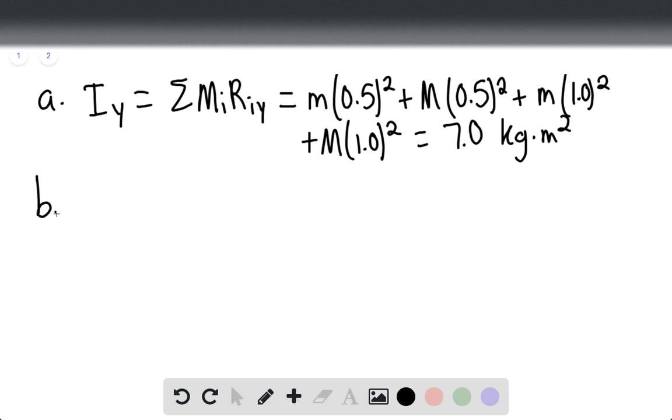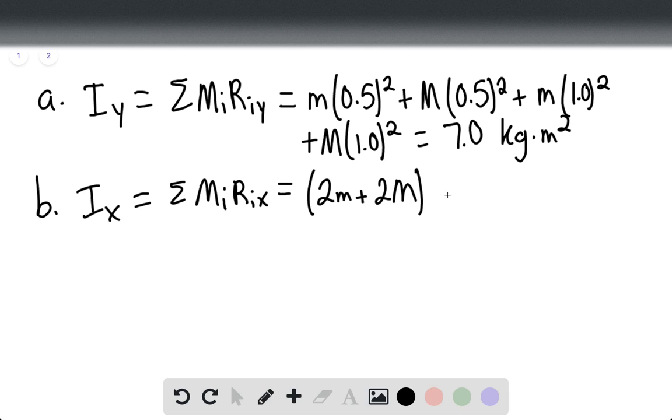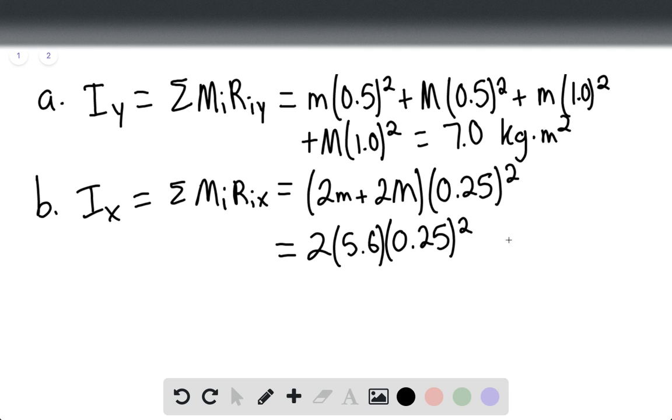And then for part B, they're asking us for the moment of inertia about the x-axis. So this would be the sum of the masses times the distance from the axis of rotation. In this case, it would be the x-axis. So this would be 2m plus 2 capital M times the distance. In this case, it's always going to be 0.25, and this would be squared. So we can say that this is going to be equal to 2 times 5.6 times 0.25 squared, and this is giving us 0.70 kilogram meters squared.